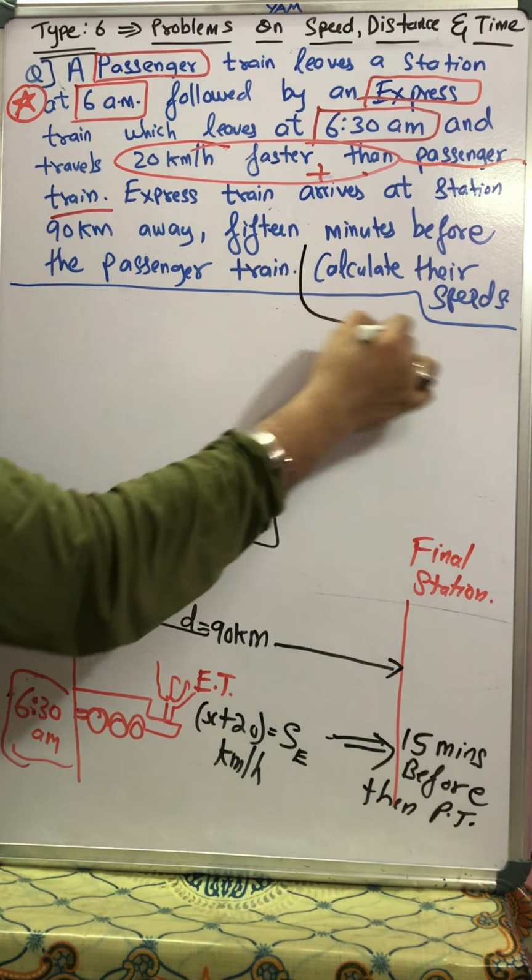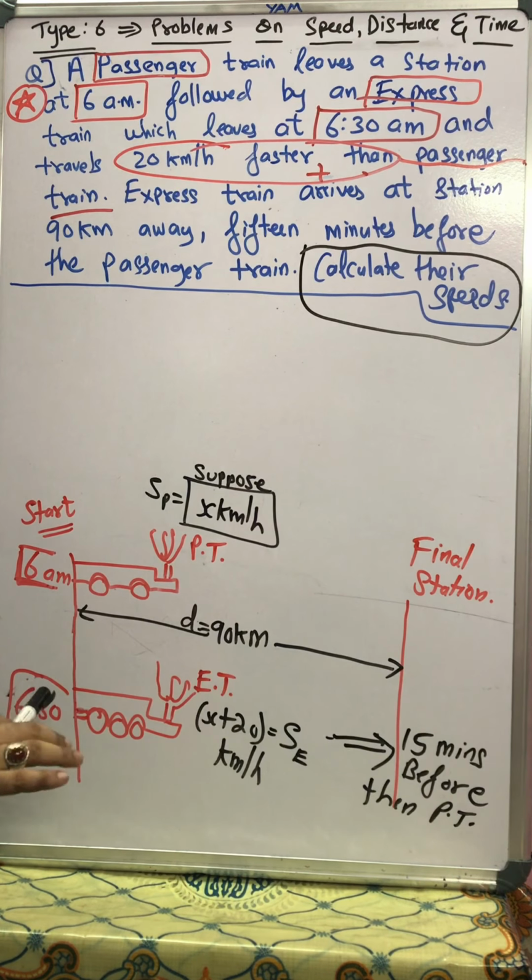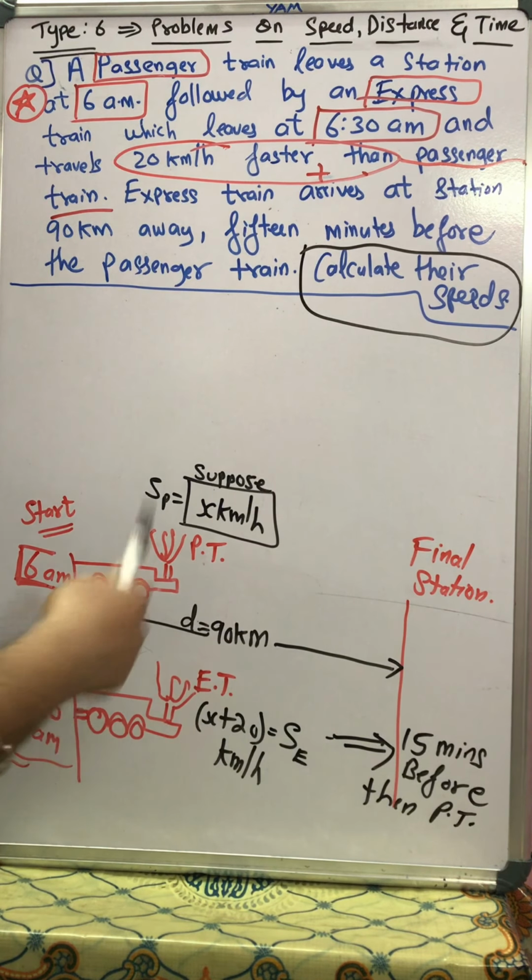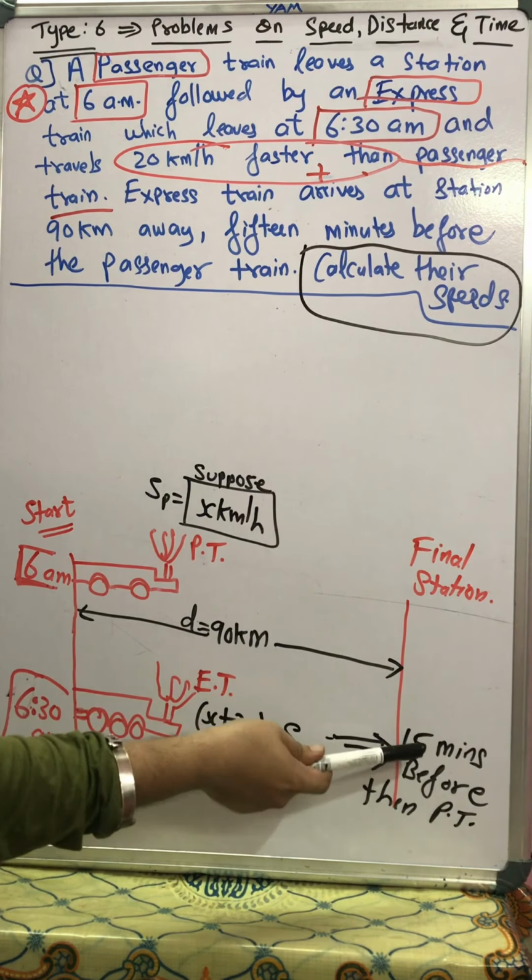Question is calculate their speeds. Students, the most important aspect over here is the time scheme. I'll explain you afterwards. Hope you understood that express train starts the journey 30 minutes after the passenger train, and starting 30 minutes late, then too express train reaches the destination 15 minutes earlier. So in the start we have 30 minutes ka gap, and in the end we have 15 minutes ka gap.